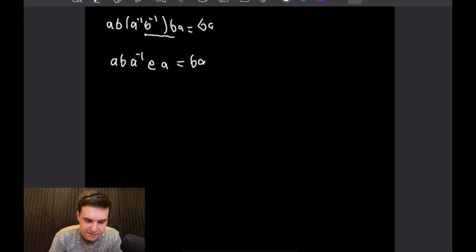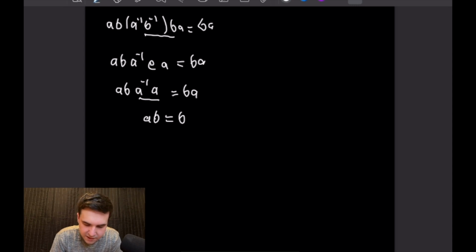Now we can get rid of that identity element, and that will give us A times B times A inverse times A. And once again, we have cancellation here with our A inverse and A, and that will be equal to B times A. Now I'm going to skip writing that goes to the identity because I think you guys probably know that by now, so that will leave us with A times B is equal to B times A.